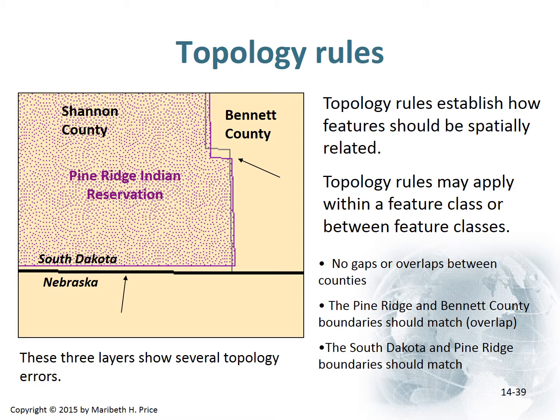Topology rules are established by how features should be spatially related. It's essentially telling the data structure that things like coincident boundaries between various counties, like Shannon and Bennett, should have the same line. It should not be two lines, it should be one line. That is the border or the boundary of each individual area. Here are some examples of what happens when that's not the case.